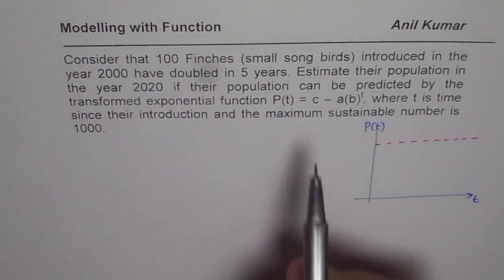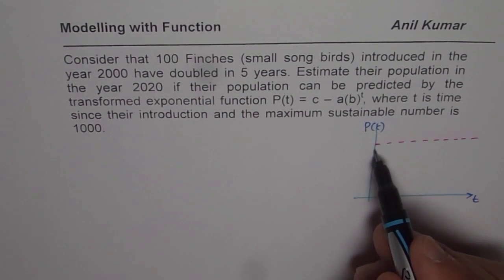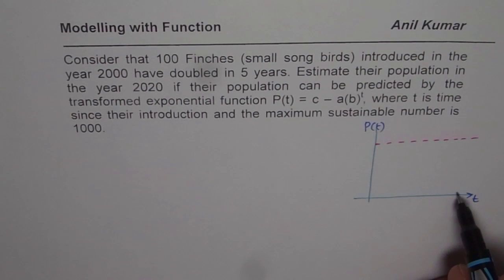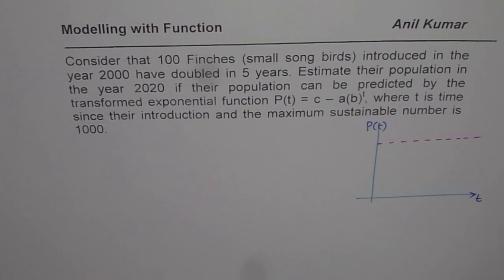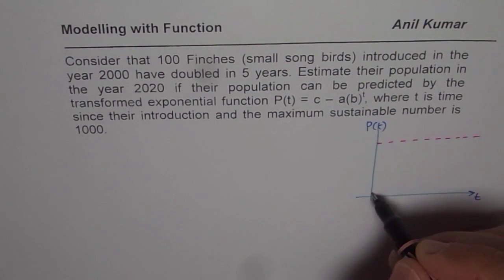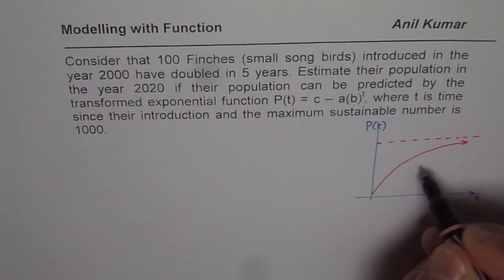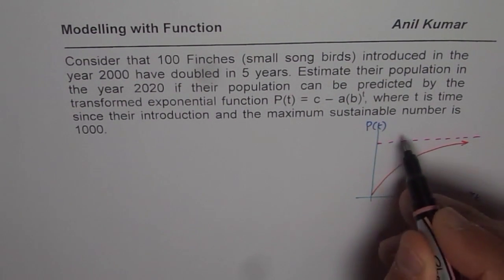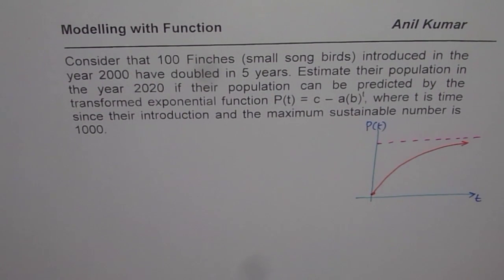From this we take away the exponential function. So if you take away the exponential function, what kind of graph do you expect? The graph you expect is the introduction of finches, let's say like this, so it will go like this. This is the graph we expect in this particular situation, where the initial number is known to us as 100.